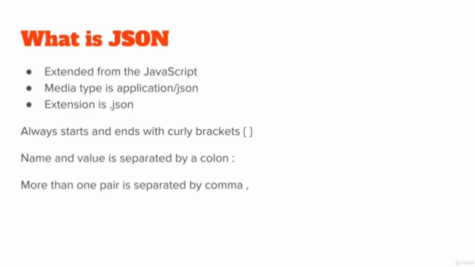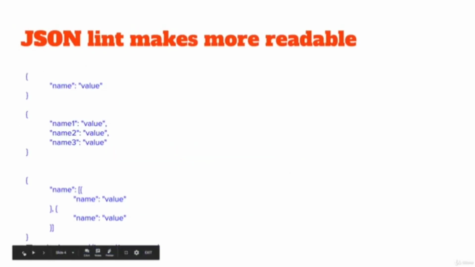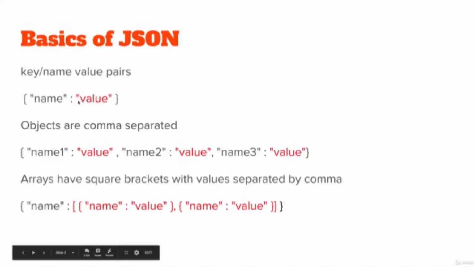The names are separated with a colon, and each name can have a pair value, so those can be separated by a comma. So the way that it looks is it's key name value pairs. So we've got our key name here, and then we've got our value. And notice as well that they do have the double quotes around it.